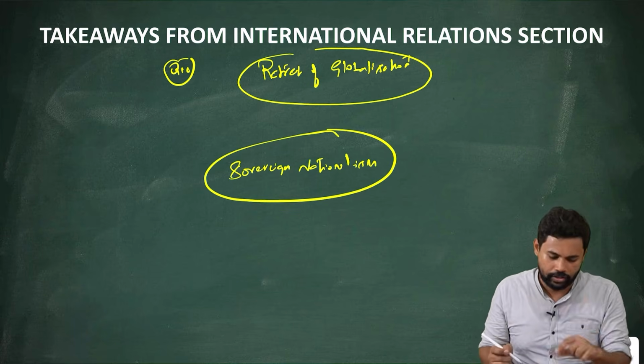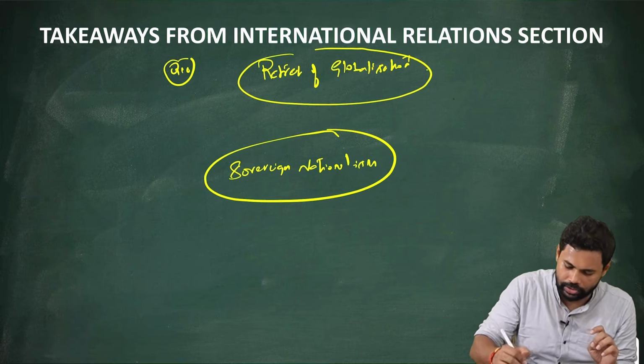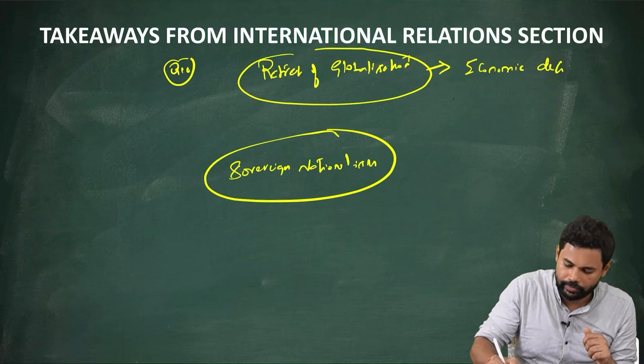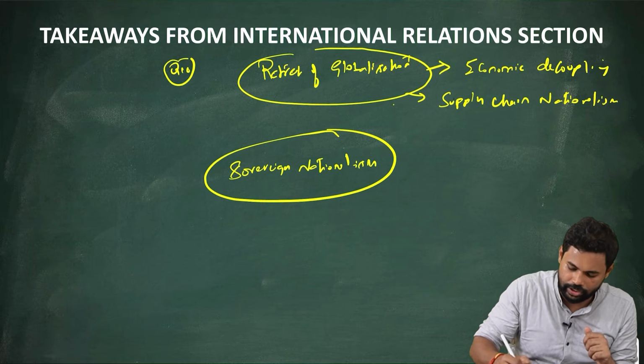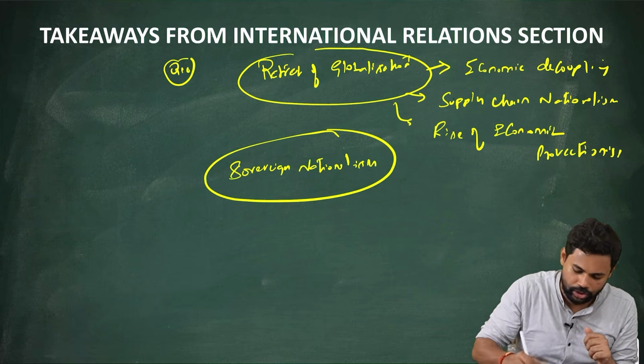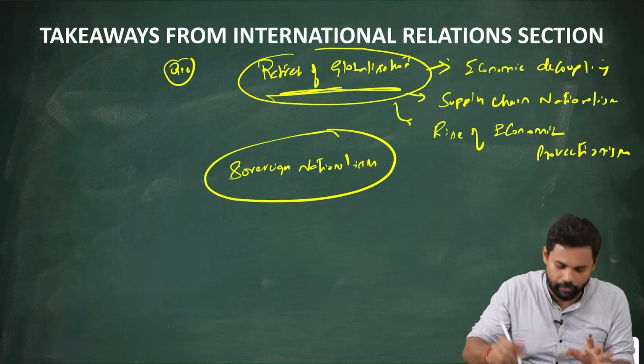Look at this. First, retreat of globalization. Let us say I will tell 4 keywords. The first keyword is economic decoupling. The second is supply chain nationalism. And the 3rd is rise of economic protectionism. So this is why there is retreat of globalization. So this is one part. See, I've used the three keywords to write the answer.